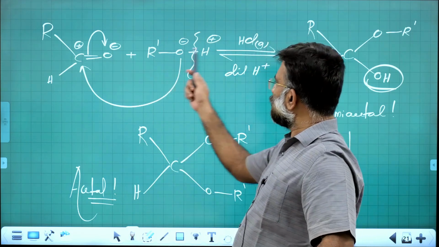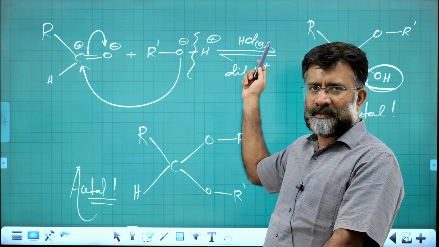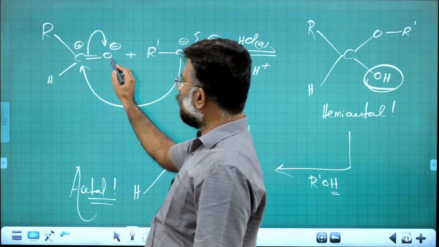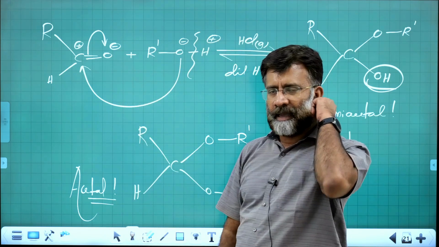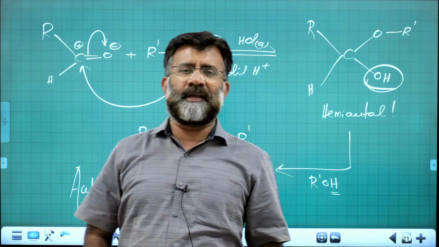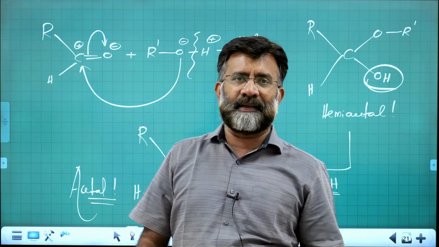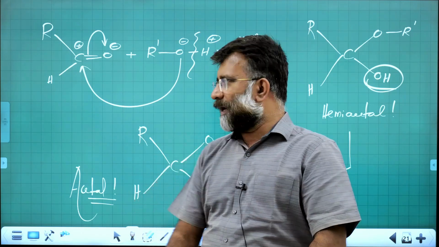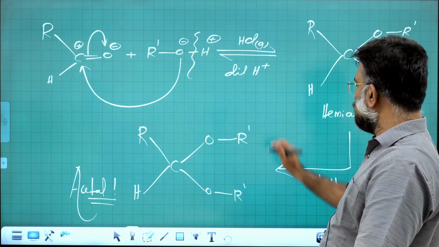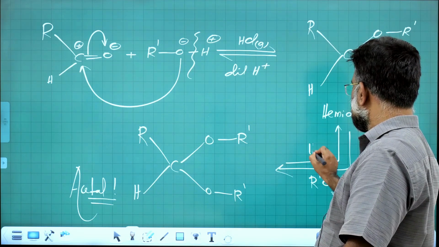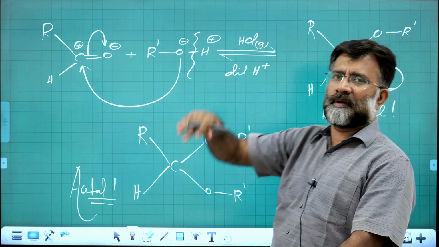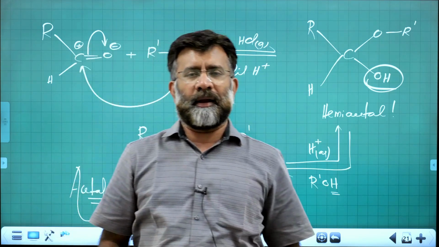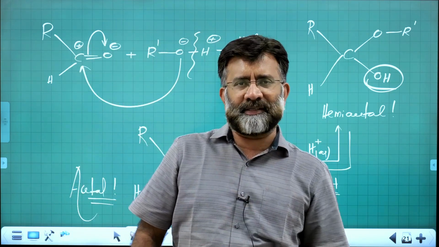Remember, it is triggered by HCl gas. HCl gas is sufficient to protonate a CO group. Particularly this O is protonated by HCl gas, and that increases the electrophilicity of C plus, and that triggers the reaction. While if you take dilute HCl, it will hydrolyze this system, and the reaction will be reverted. That means hemiacetal or acetal can be reverted to aldehyde by hydrolysis in dilute acid medium.